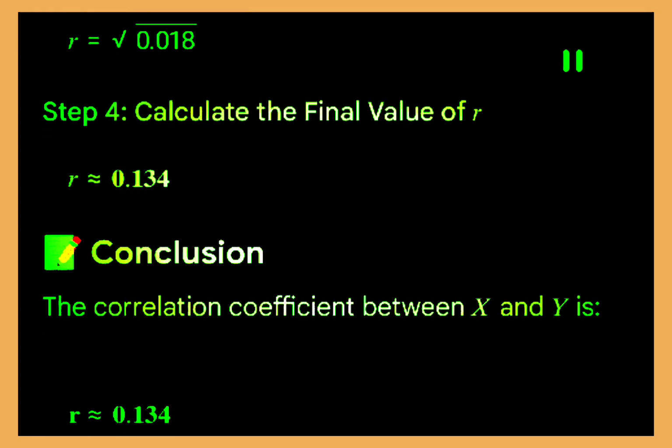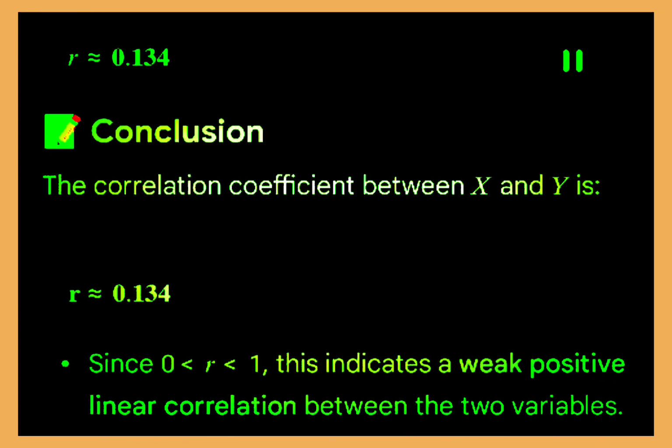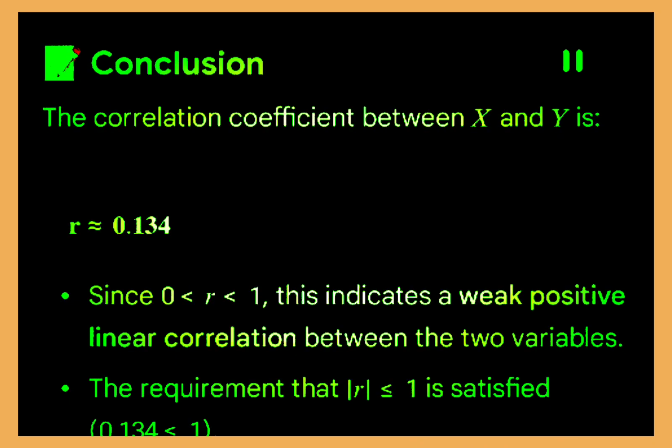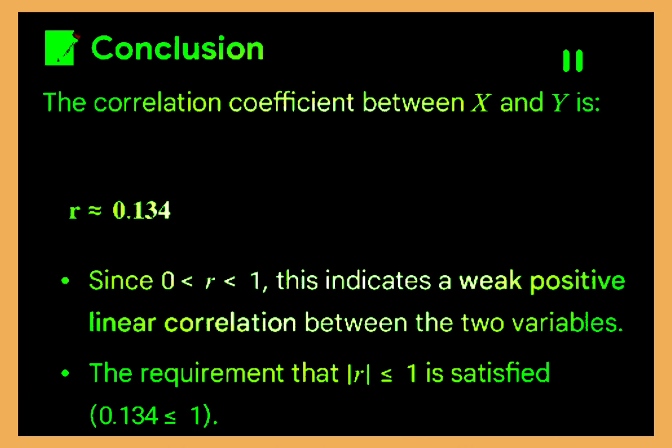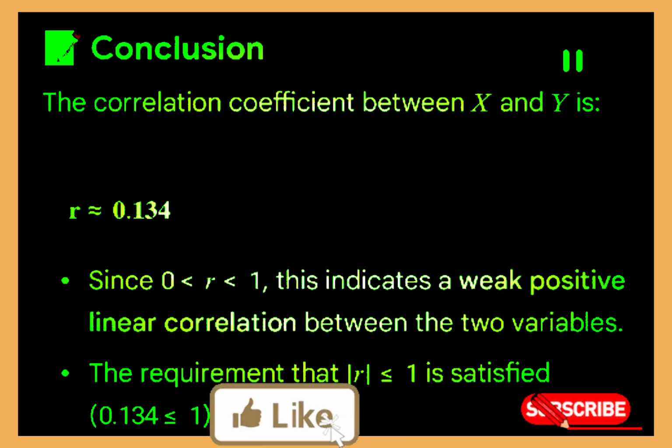Conclusion. The correlation coefficient between x and y is 0.134. Since 0 less than r less than 1, this indicates a weak positive linear correlation between the two variables. The requirement that the absolute value of r is less than or equal to 1 is satisfied, 0.134 is at most 1.